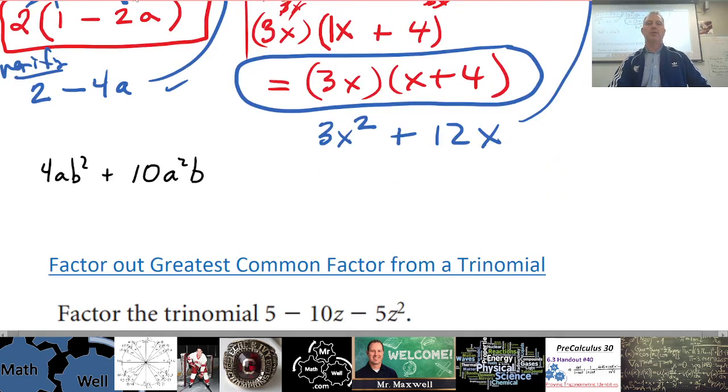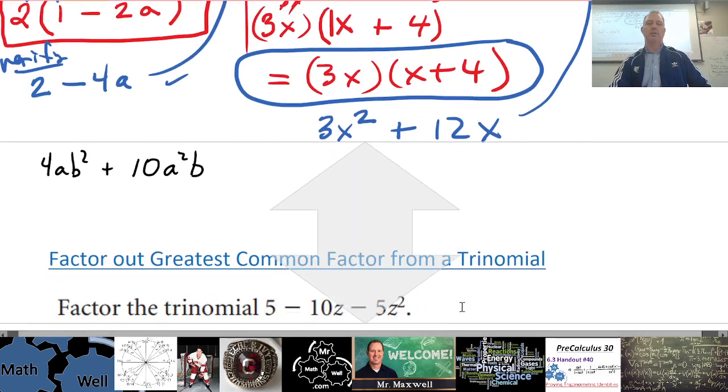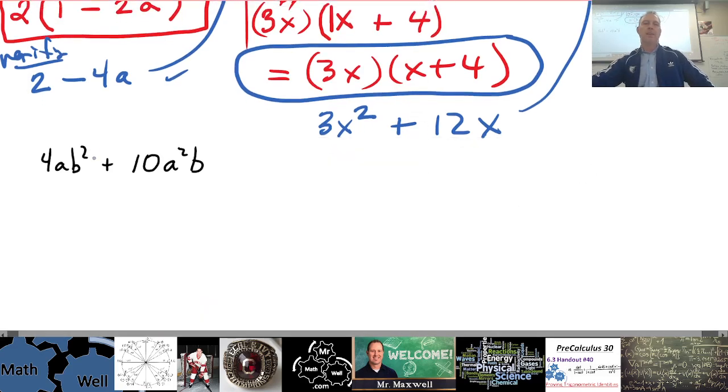This one might be a little bit tricky because it's got multiple letters, but I don't think it should be tricky for you. It just might look a little bit strange. So we're going to factor each one. This is going to be 2 times 2 times a times b times b. Notice there's b squared there, so that's 2 b's. This one's going to be 2 times 5 times a times b.